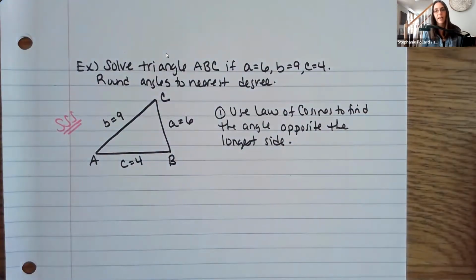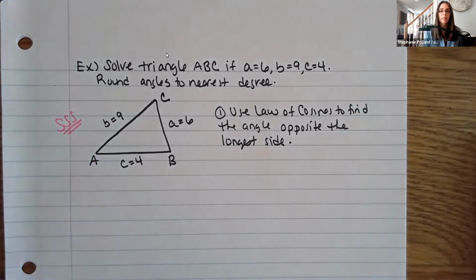Next, I want to look at a triangle where we know all three sides. So SSS, side, side, side triangle. Here, I just drew a quick triangle. We're going to look at a triangle with sides 6, 9, and 4. This is definitely not drawn to scale. I just try to draw a quick picture.